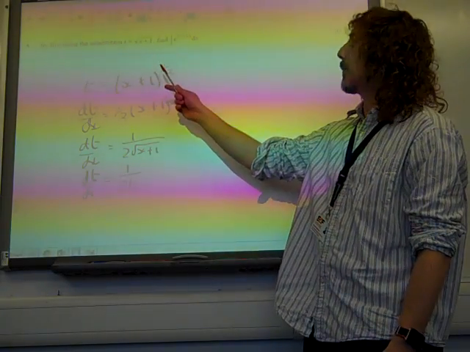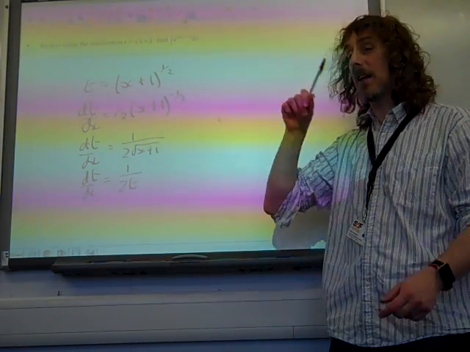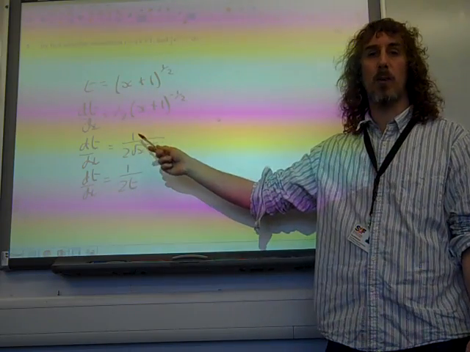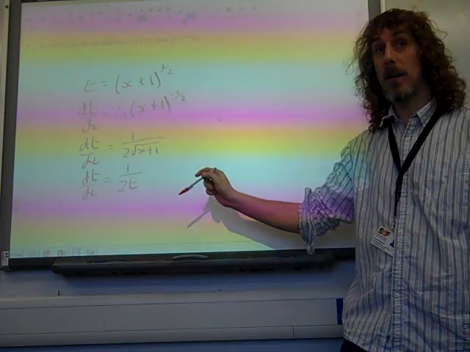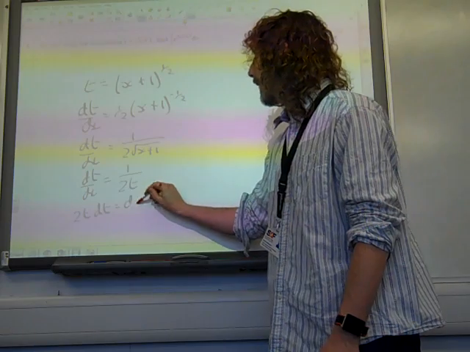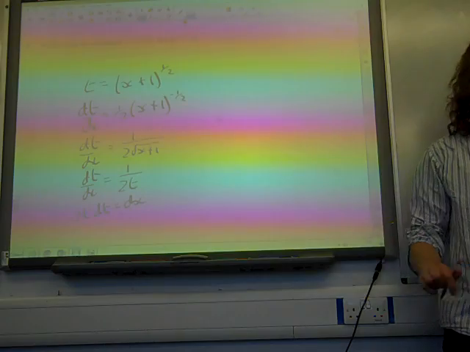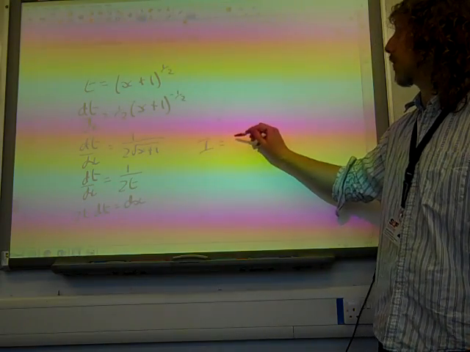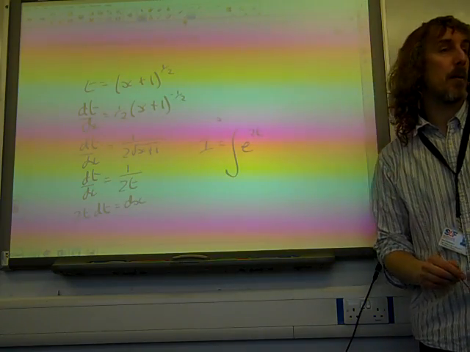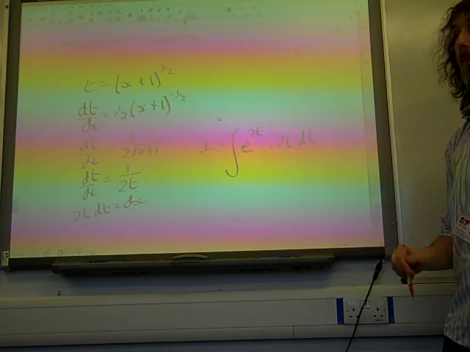So what we've done is we started with t, we differentiated it, and we got something that we weren't sure how we were going to use, but then we spotted that actually it is 1 over 2t. So if we rearrange that, we've got 2t dt equals dx. So that's what we're going to use in our substitution. Our integral is going to become the integral of e to the 2t, and then we're replacing dx with 2t dt.